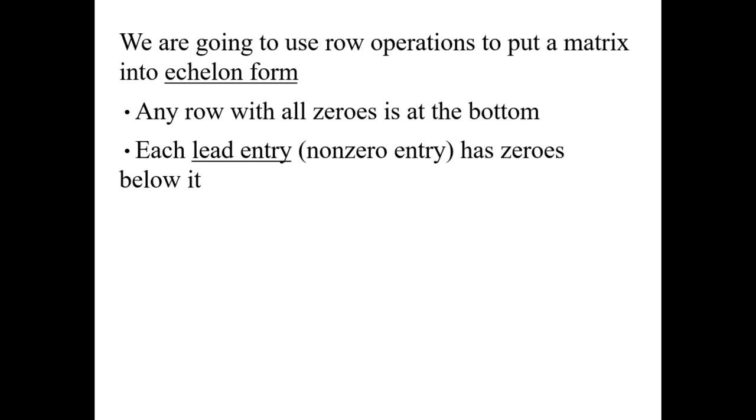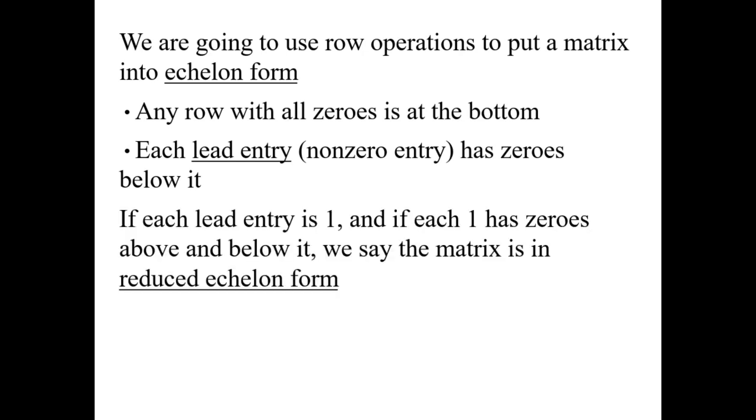Now, here's what I mean by lead entry. For any row, if we were to read it from left to right, the first entry we come to that is not a zero, we're calling that the lead entry. And if that entry has all zeros below it, then we are in echelon form. This is a little confusing, I know that, but I'll show you what I mean in just a second. So each lead entry, meaning the first non-zero number we come to as we read it from left to right, has zeros below it. So these are the two requirements to be in what's called echelon form.